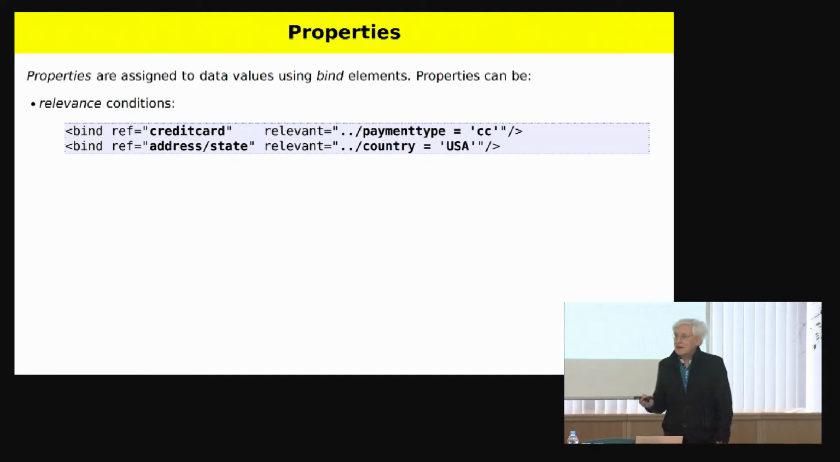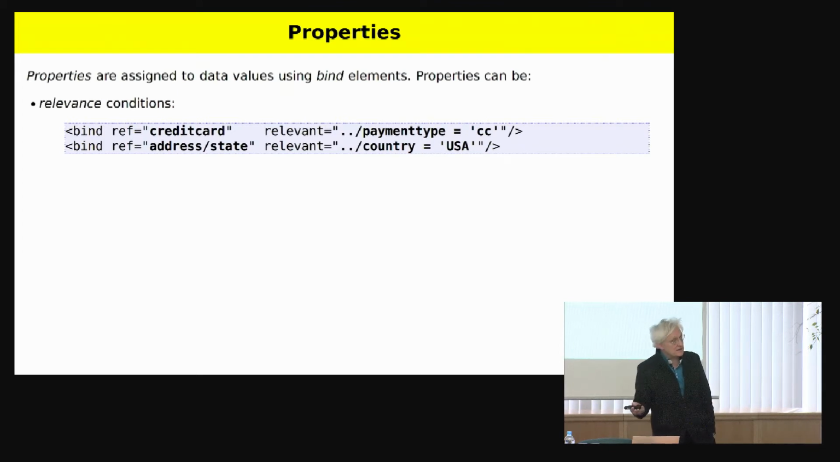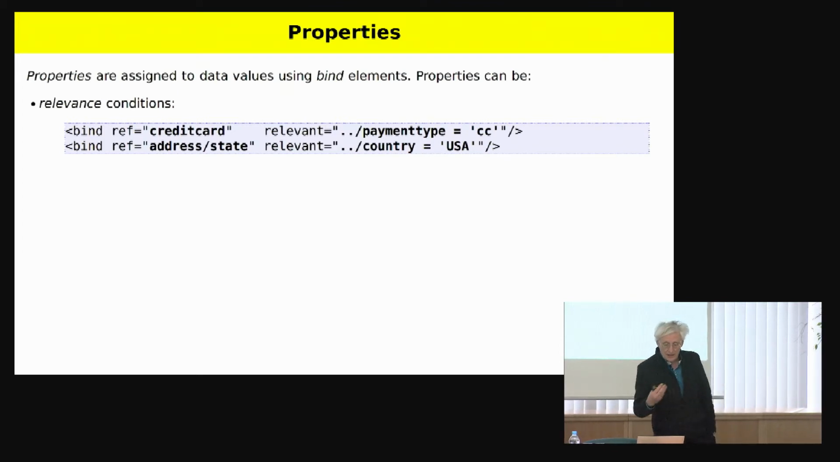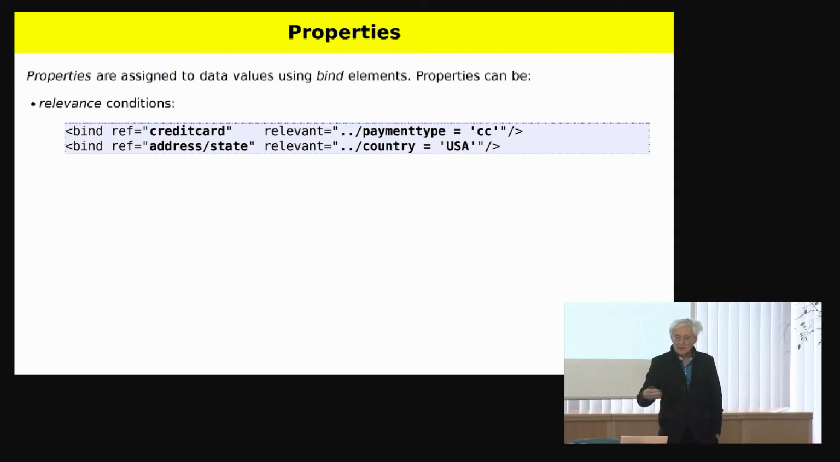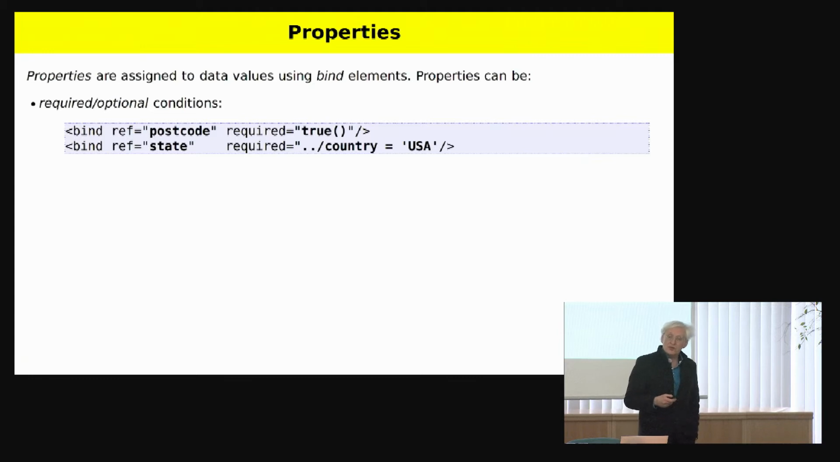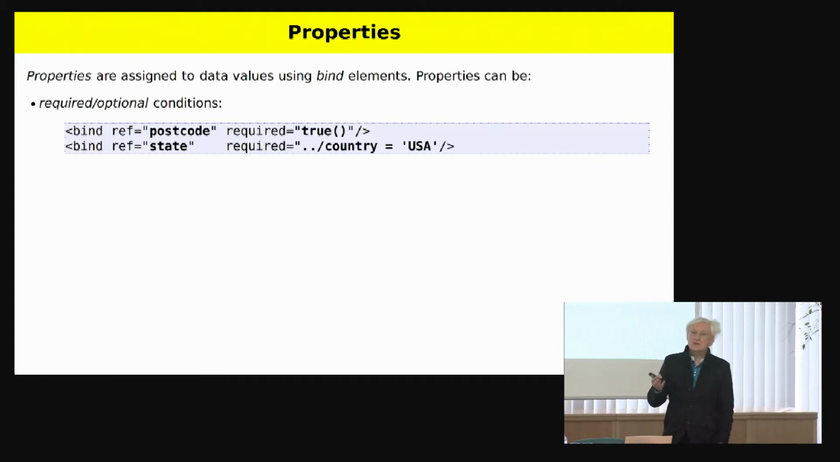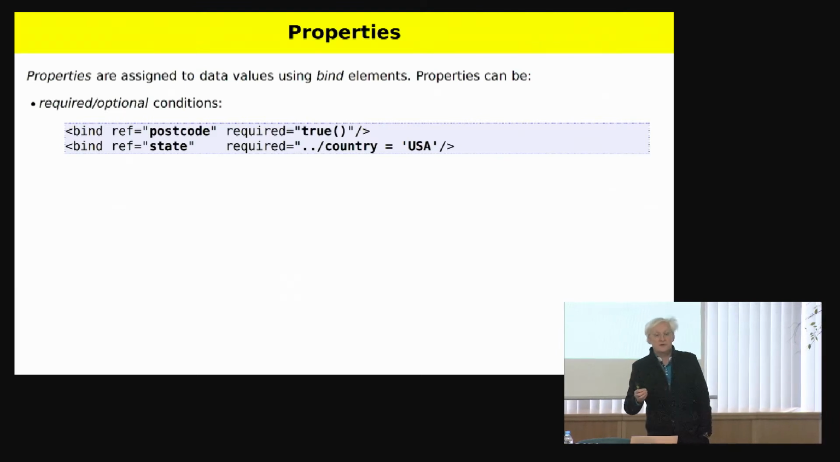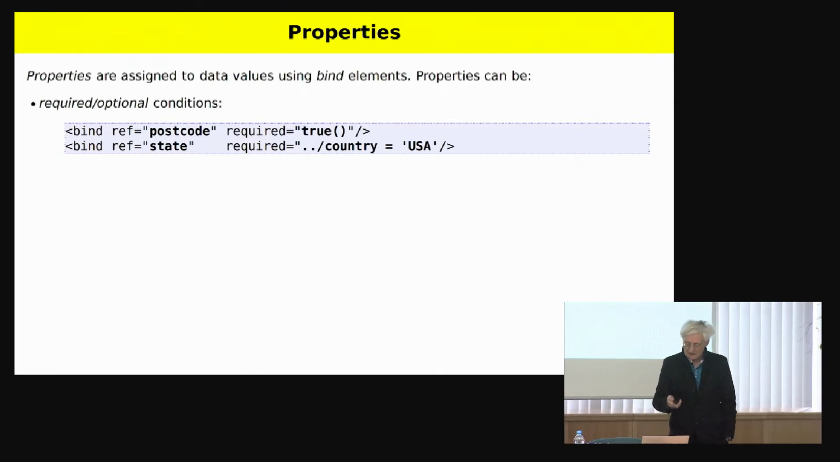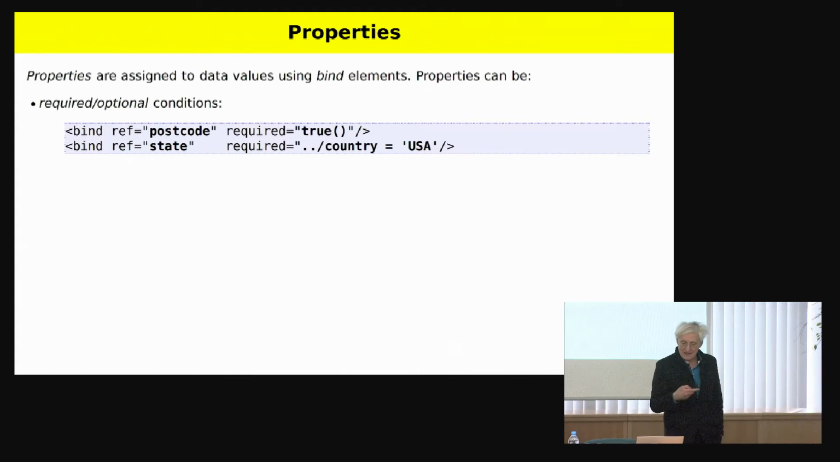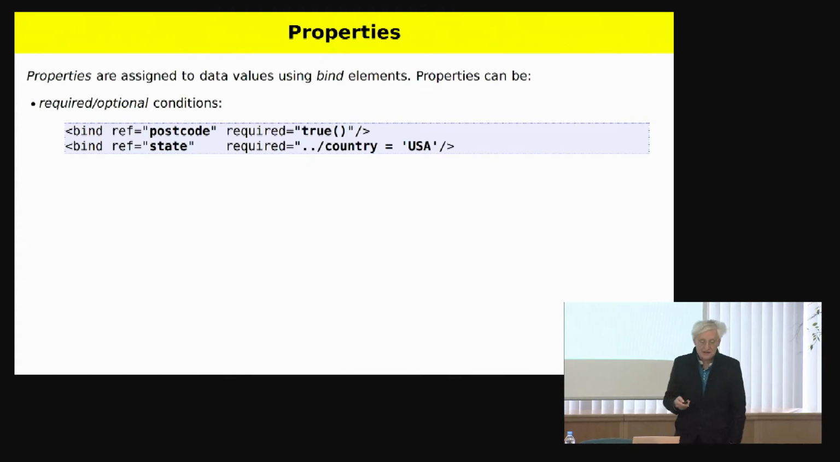Relevance conditions, so that's saying under what conditions certain data is relevant, is useful, is necessary. If it's not relevant, then when you submit the data back, the data is not necessarily included with what you submit back. Required and optional, so that is to say whether that piece of data is required before you can submit. If that hasn't yet been filled in, then you can't submit the data back to any other place. So, for instance, you could say the postcode is always required in an address, but the state is only required if the country is USA.